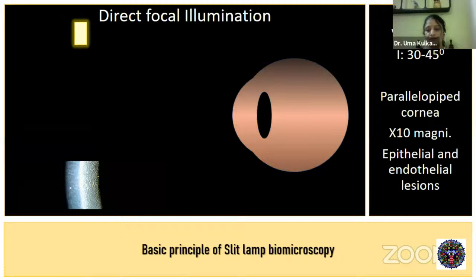The third type of direct focal illumination is a parallelepiped, where you want to see a small area of the cornea and try to see the tear film, the epithelium of the cornea, the stroma, and the endothelium.